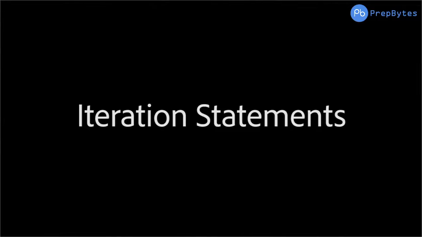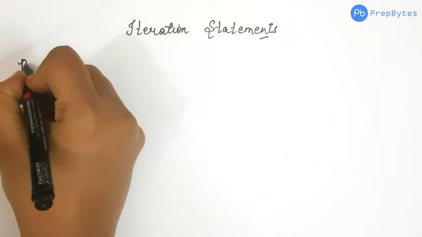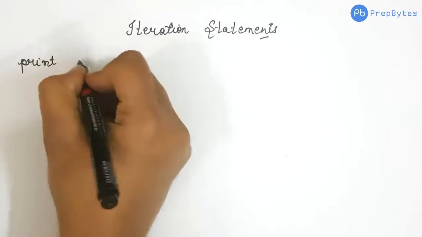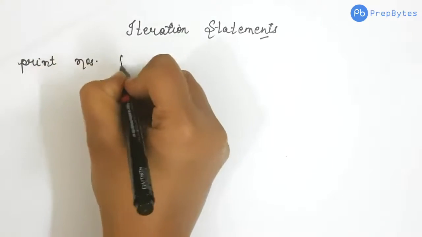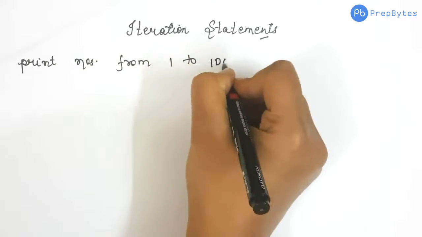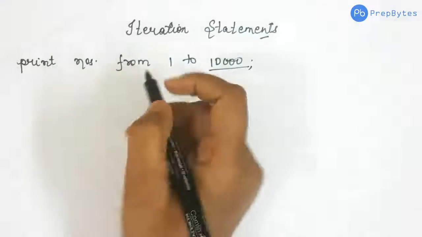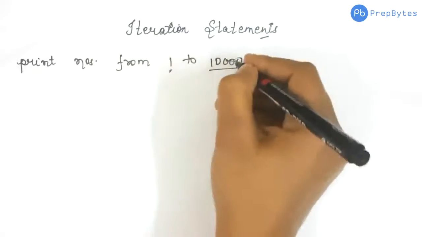So till now we saw selection statements. Now we will talk of iterative statements, or iteration statements. I'll give you a problem statement. Let's say you have to print numbers from, let's say, 1 to 10,000. So what I have to do is simply print numbers from 1 to 10,000.